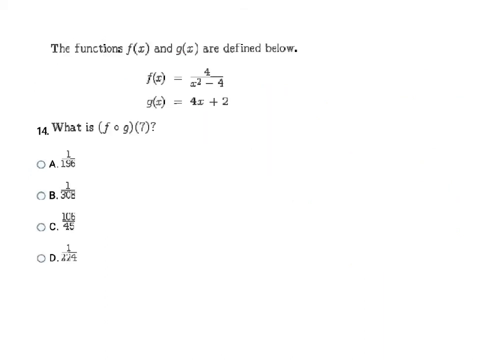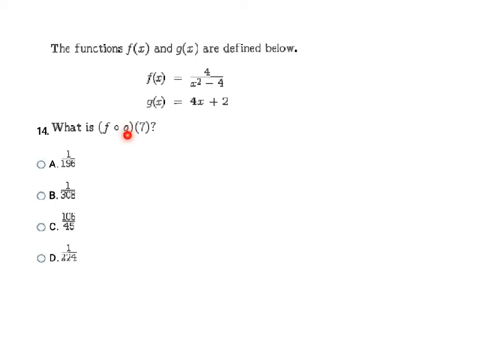So this one here, you're doing a composition again, but this time they're asking you to evaluate it at 7. So once again, you could work the composition and then evaluate that answer at 7. Or you can evaluate the G first, because it's second, and then take that answer and evaluate it in F. So as long as you do it in the right order, you can do it that way.